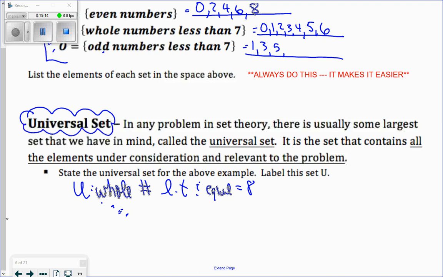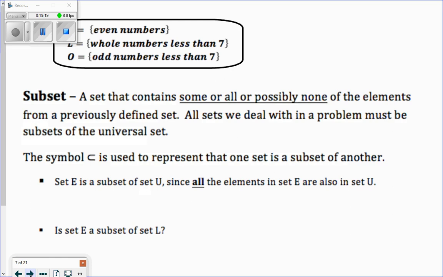Okay. So what I've done is on the next set of examples, I'm just going to keep this written at the top of each of our pages so we remember what E, L, and O stand for. Okay, so it's not written on yours, but it's going to be written on each of my slides.